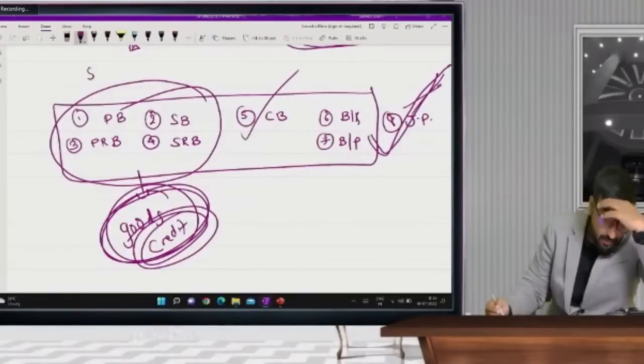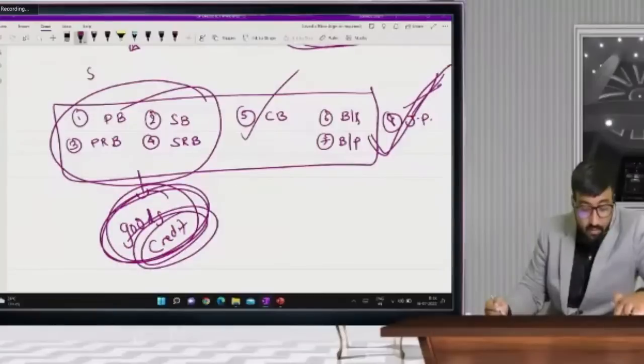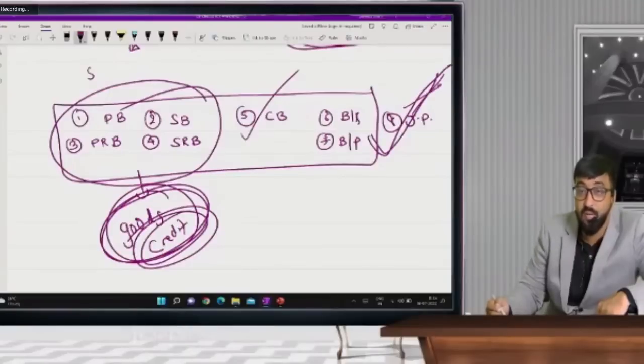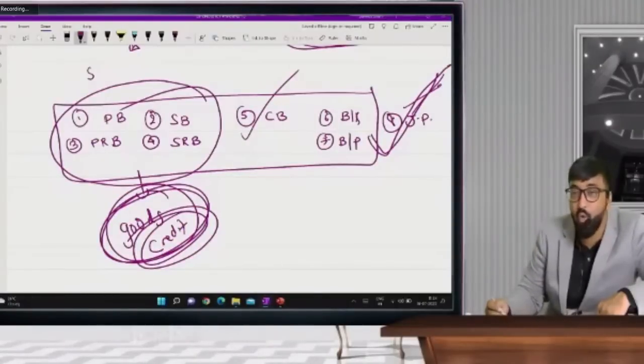Got the concept? Sir, if you are maintaining purchase books, sales books, purchase return books, sales return books, you do not have to maintain purchase journal entries.